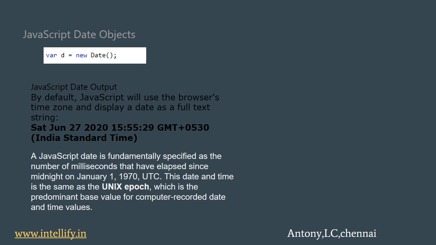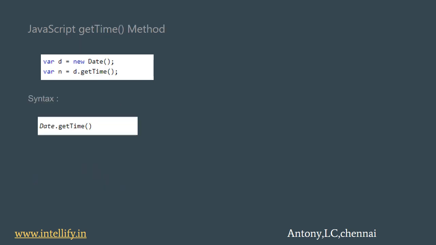A JavaScript date is fundamentally specified as the number of milliseconds that have elapsed since midnight on January 1st, 1970 UTC, that is universal time. This date and time is the same as the Unix epoch, which is the predominant base value of computer-recorded date and time values. Next, getTime is used to get time. For example, in the given example, variable n is equal to d.getTime. So the time will be saved in the variable. The syntax for getTime is date.getTime. So this is all about time in JavaScript.